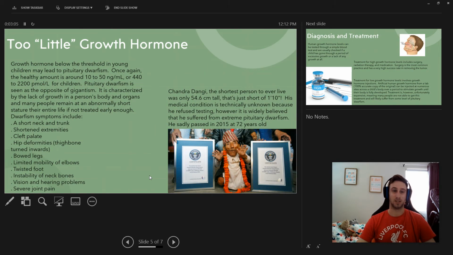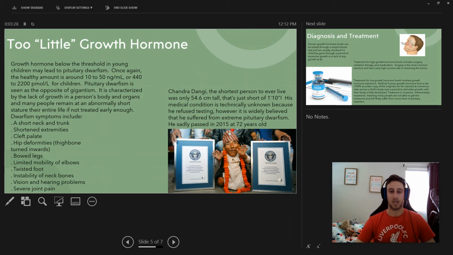Now, too little growth hormone. So being below that threshold as a child, of course, as an adult, I talked about, it can lead to some issues, but as a child, mainly it leads to those developmental issues. It leads to dwarfism, in particular pituitary dwarfism, which will cause your body not to grow and develop.